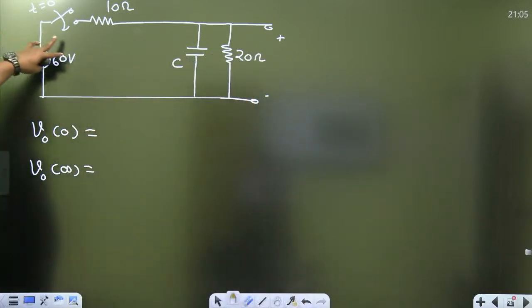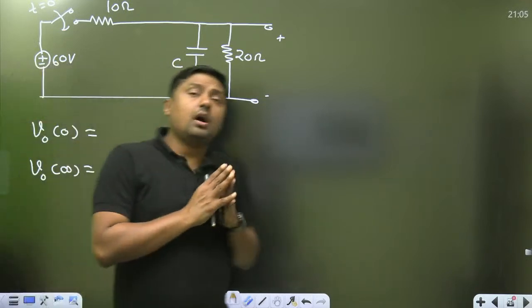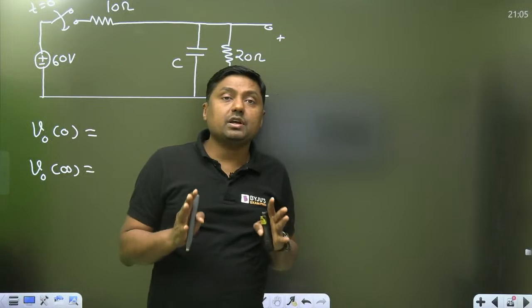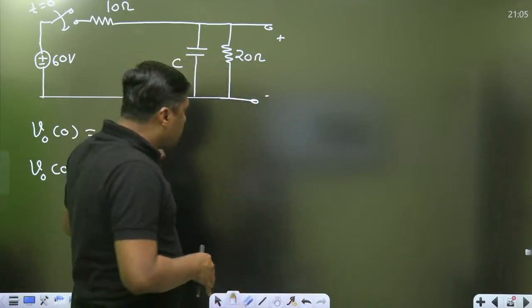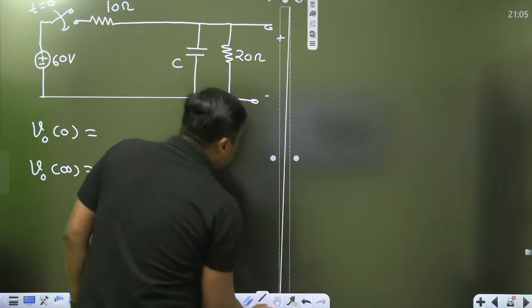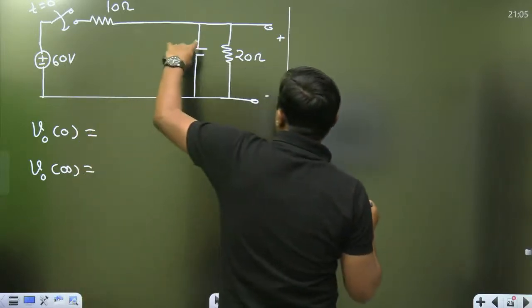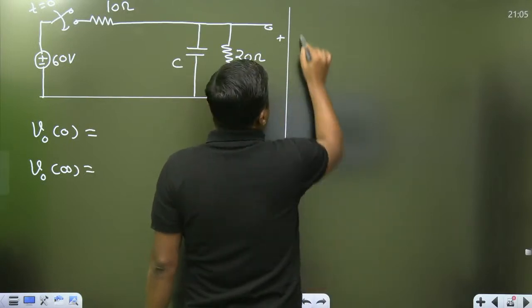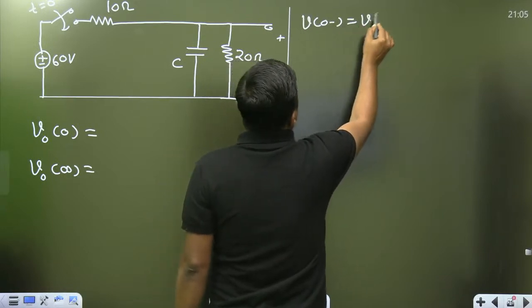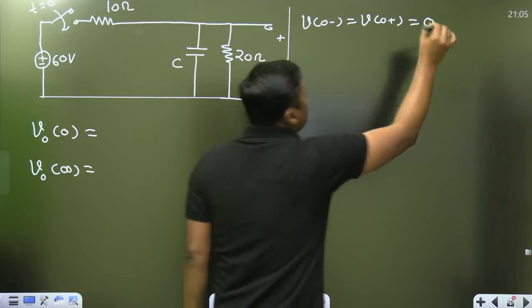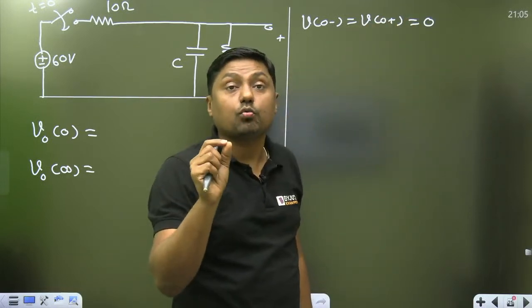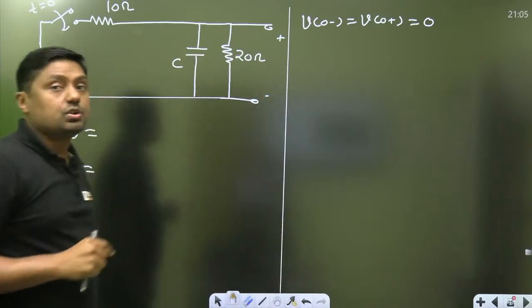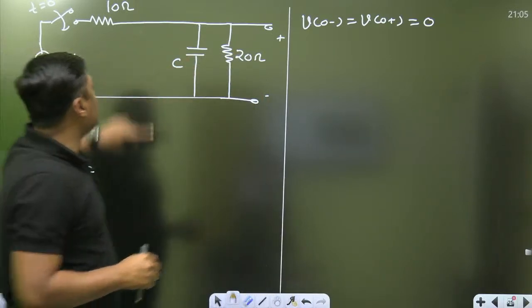So this is t equal to 0, that is the switch is closed. 10 ohm is the resistor, and that is the 20 ohm resistor. Initially the capacitor is unenergized. If initially the capacitor is unenergized, it will act as what? Short circuit. Why? Because the initial voltage across the capacitor, V0 negative equals V0 positive, equals 0. Capacitor does not allow sudden change of voltage. So the initial voltage is 0, and it will act as short circuit.